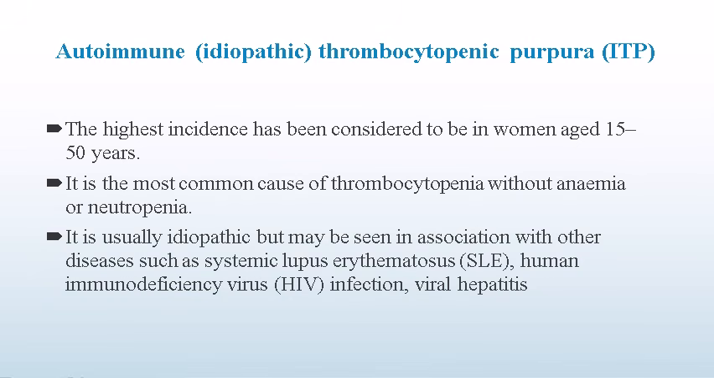Sometimes ITP could be primary, which means there is no other abnormality in the body, or could be secondary to other disease, like other autoimmune diseases, for example systemic lupus erythematosus, HIV infections, viral hepatitis, rheumatoid arthritis. That is called secondary ITP.